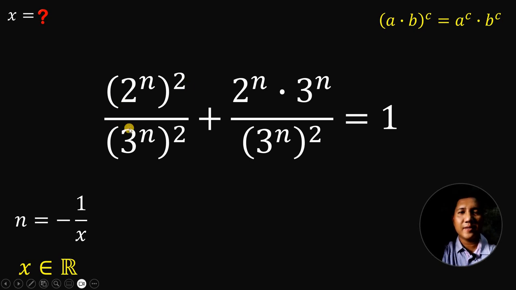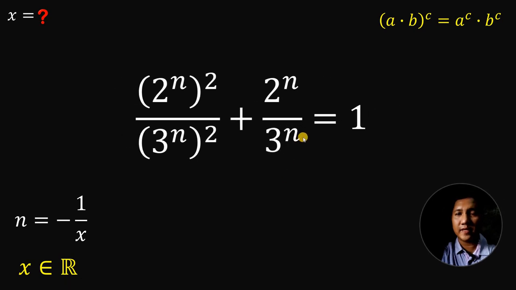And we have 2 raised to n quantity squared over 3 raised to n raised to 2 plus 2 raised to n times 3 raised to n all over 3 raised to n quantity squared. Now, we can cancel out one 3 raised to n on the numerator and one 3 raised to n on the denominator. This will give us 2 raised to n over 3 raised to the power of n.